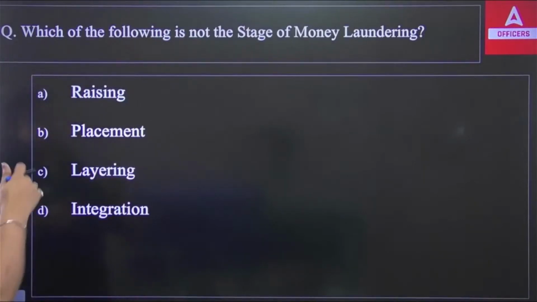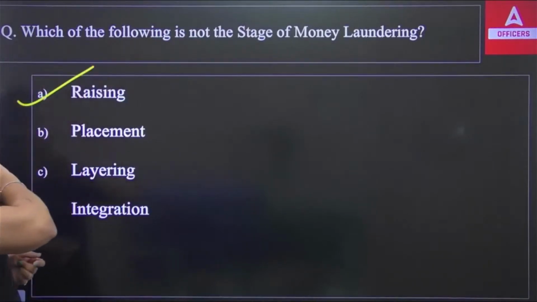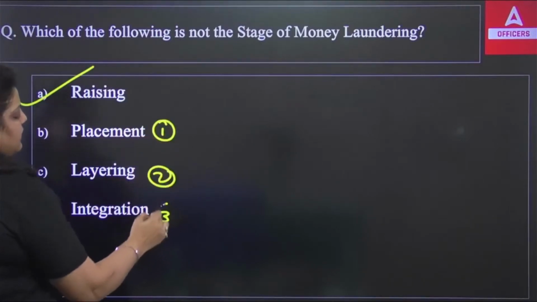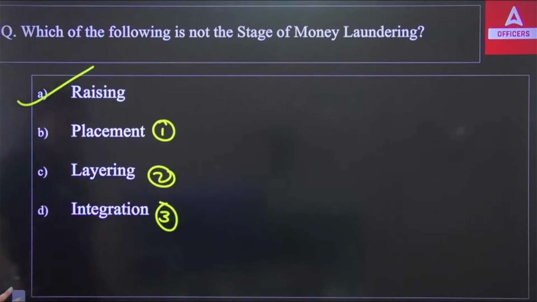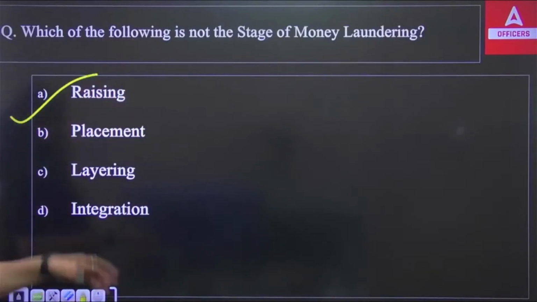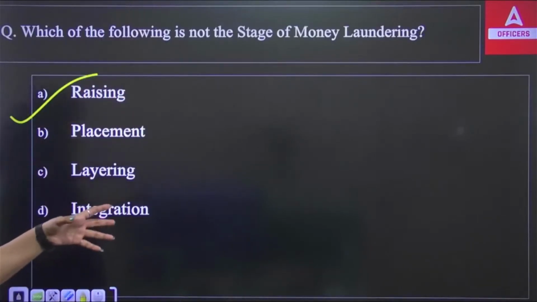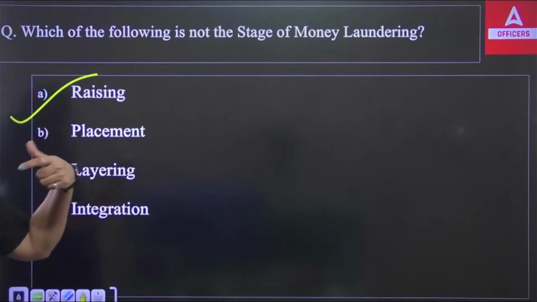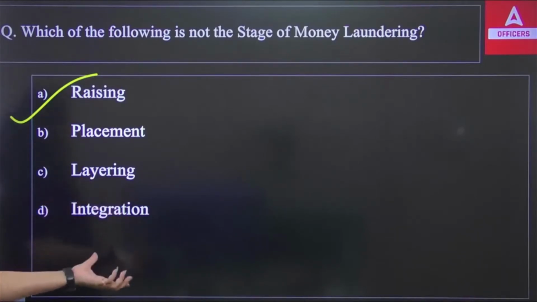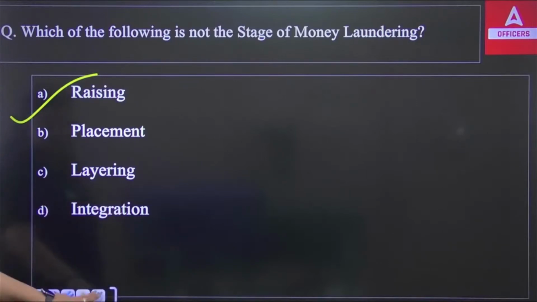So the right answer is raising. It's not a stage of money laundering. Placement is the first stage, layering is the second, and integration is the third stage. So these are the 3 stages of money laundering. Under placement, we simply place the money in bank accounts in the financial system. Then in layering, we create a complex network of transactions by investing the money in different sectors, and in integration, we make our own assets. So these are the 3 stages of money laundering.